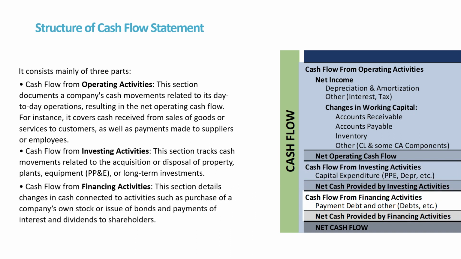And the last one is cash flow from financing activities. Here you will find details about changes in cash associated with activities like buying back the company's own stock, issuing bonds, and making payments for interest and dividends to shareholders. The final figures as a result of these three activities are reflected in net cash flow.